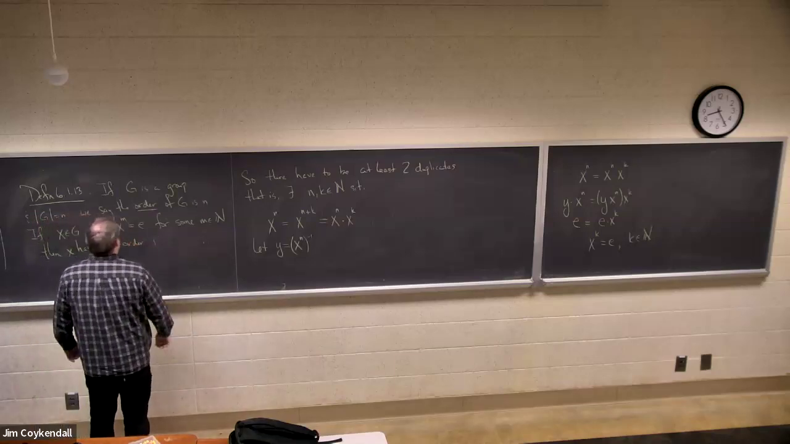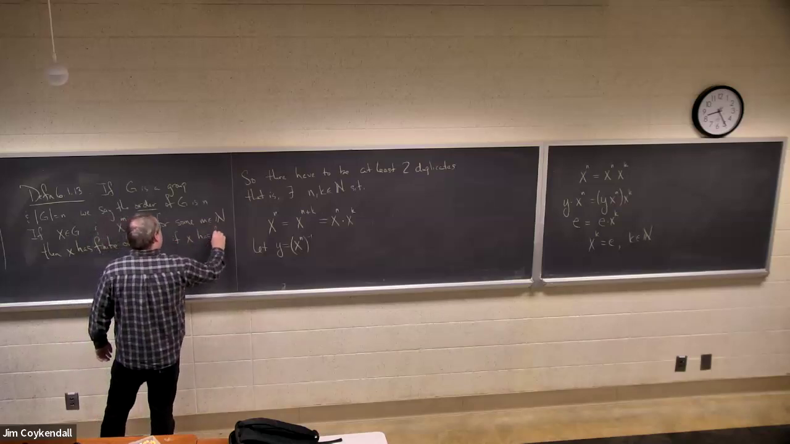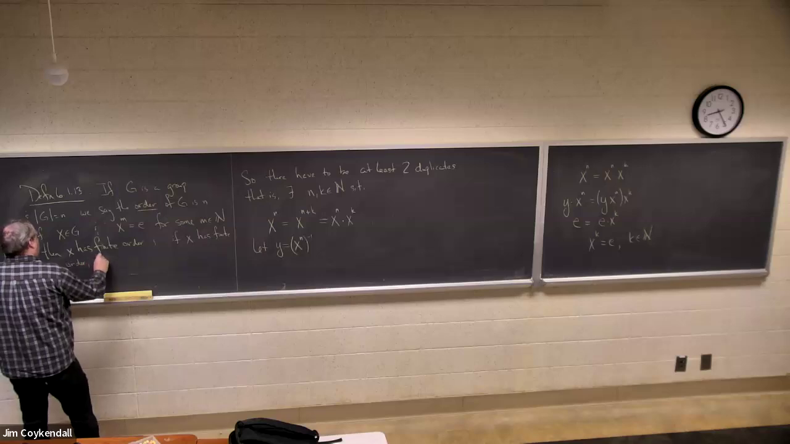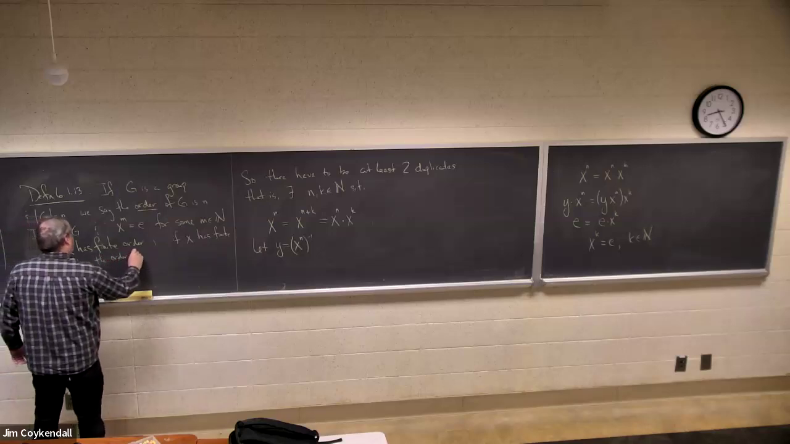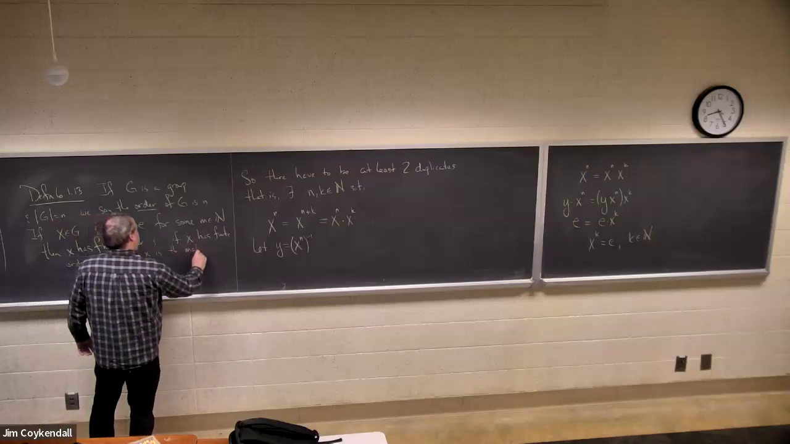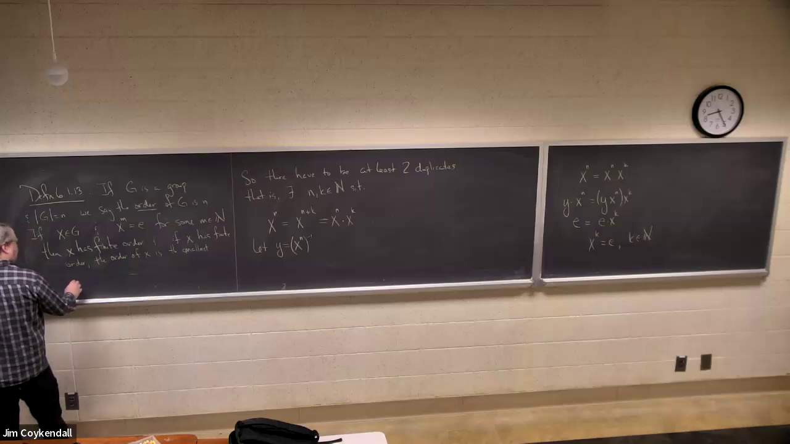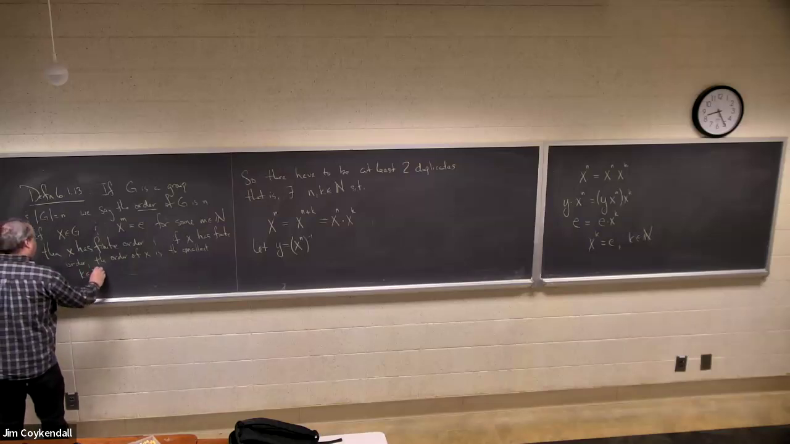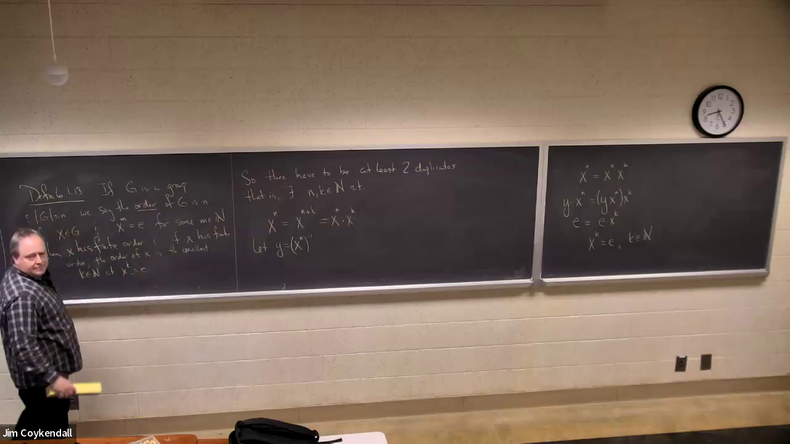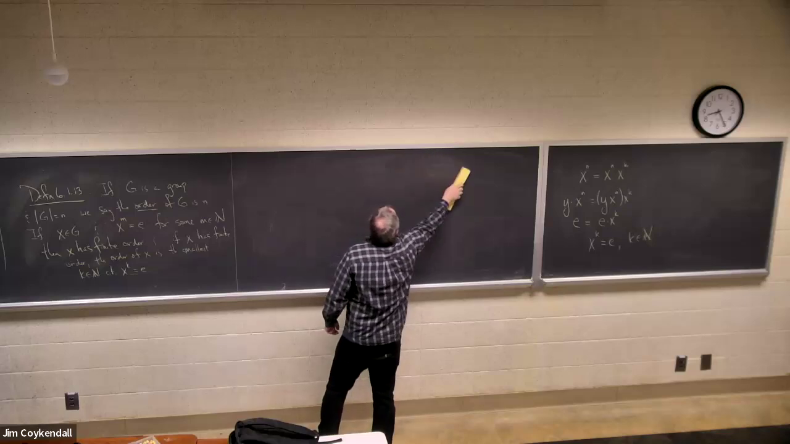And if x has finite order, the order of x is the smallest k in the natural numbers such that x to the k is the identity. So let's look at an example here: the integers mod 18.